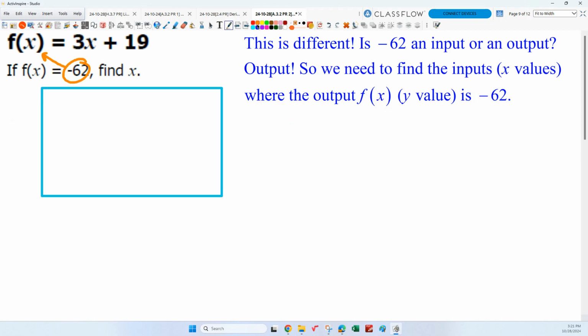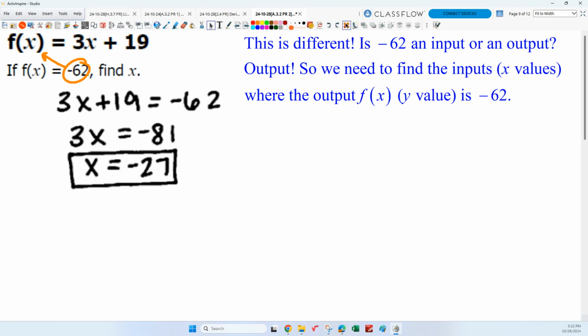There, right? And I'm getting 3x plus 19 is equal to negative 62. Everybody agree? And then what do I do to find the x values? I have to just solve that equation, right? 3x plus 19 is equal to the output negative 62, so I subtract 19 from both sides. I divide by 3, and I get the input value where that happens is negative 27.